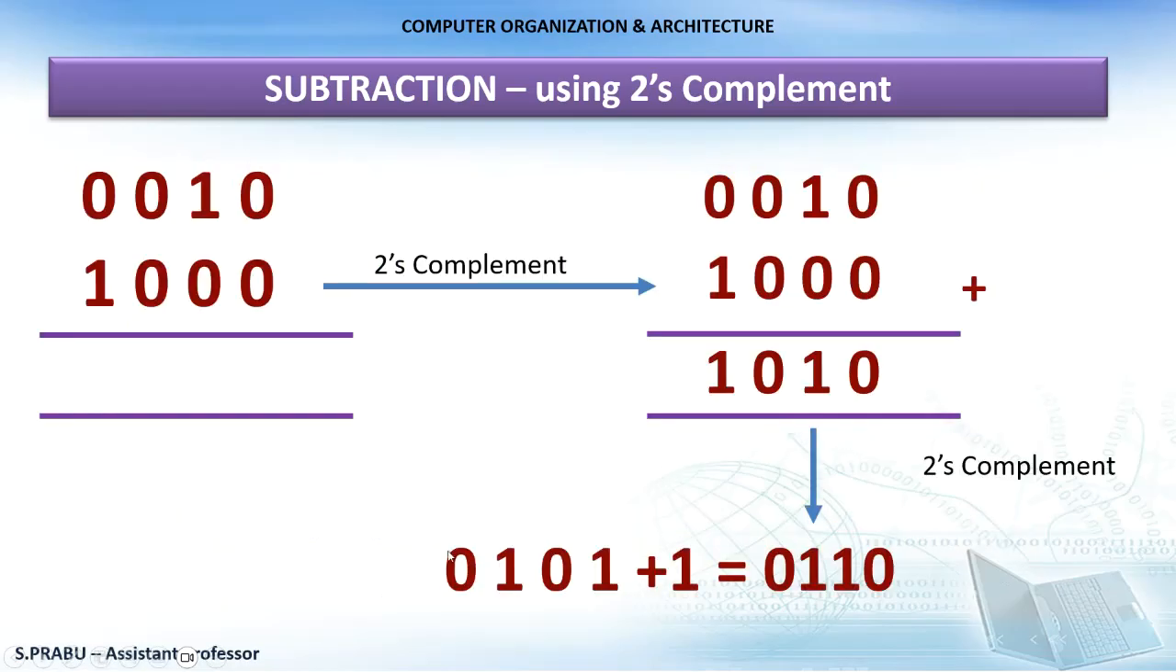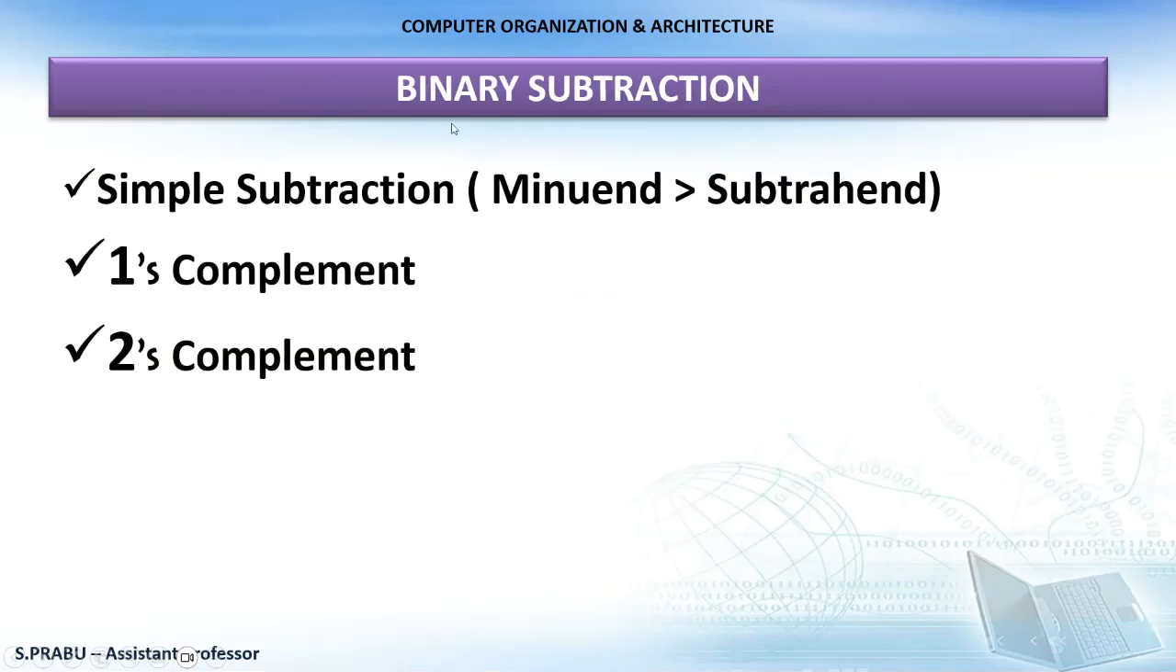So first write the 1's complement number. So 0101 added with 1, you can get 0110. So this is the result for 10 minus 1000. But this is the negative number. I hope you understand how to perform the binary subtraction by using these three methods.